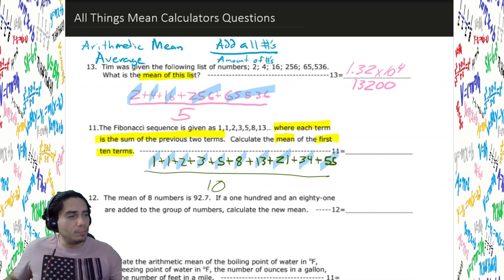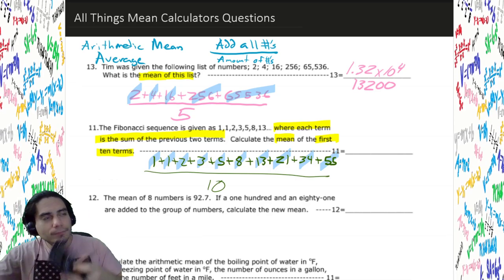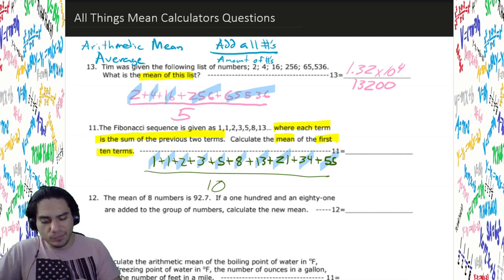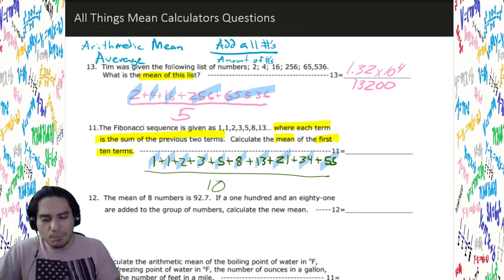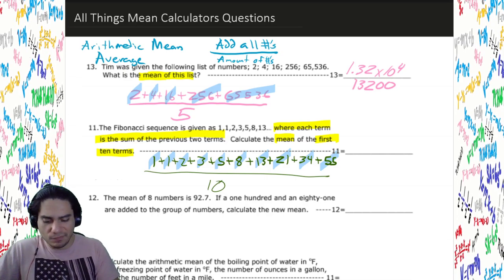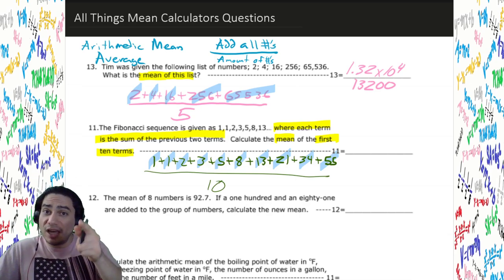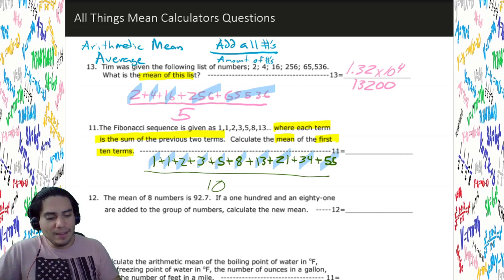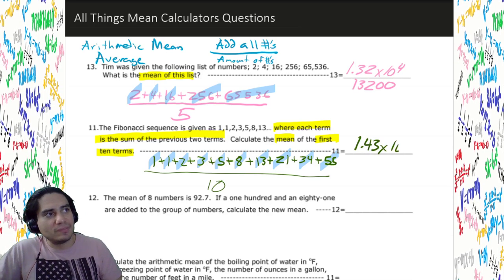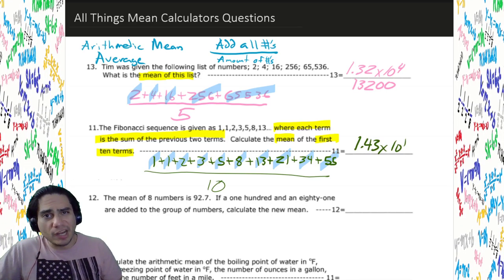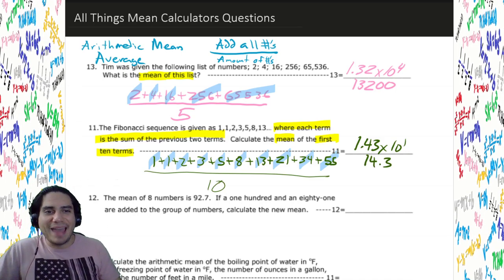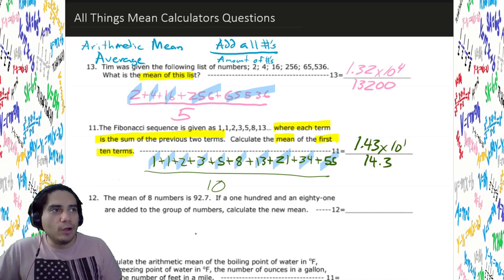All right, ladies and gentlemen. So I'll bust out my handy dandy good friend right here. 1, enter. 1 plus. 2 plus, 3 plus, 5 plus, 8 plus, 13 plus, 21 plus, 34 plus, 55 plus. Now that we got them all in our calculator, we're going to hit 10 divide. And guess what our answer is going to be? 1.43 times 10 to the first. Or if you want to write it in standard form, 14.3. Easy as that. Let's keep it going, okay? Now, check this out.